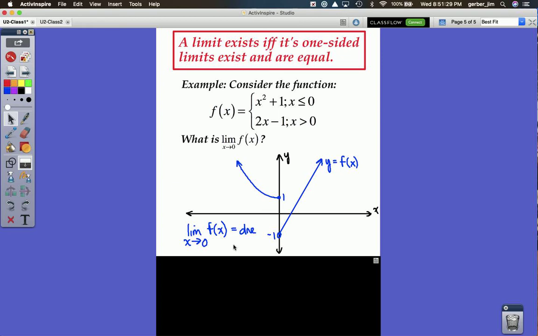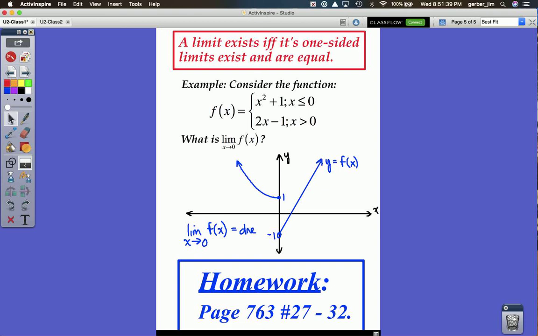So that's a quick introduction to the concept of a limit. As I said earlier, I know it's not quite the same as you being in class, but I hope that helps. I'm going to give you some homework here to work on. It's page 763 in your textbook, questions 27 to 32.